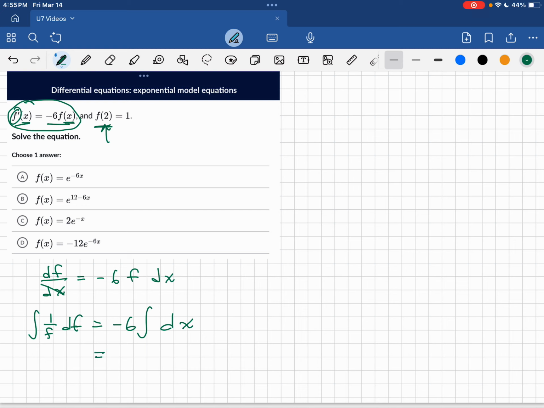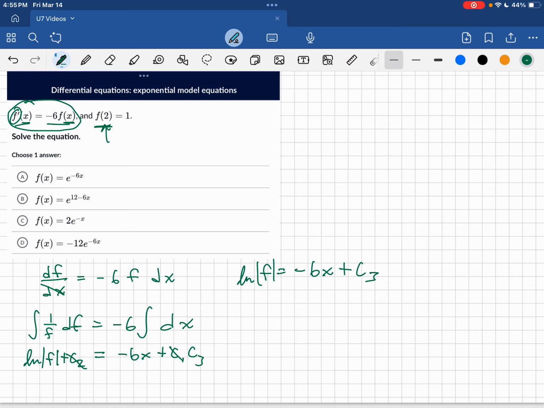On the right side, we get negative 6x plus a constant because we have an indefinite integral. Don't forget your plus c. On the left side, we have the natural log of the absolute value of f plus another c. Now I'm going to combine the c's to get c sub 3. And yes, I am being extra there, but it's good for you future math majors. Now I have the natural log of the absolute value of f equals, don't forget, negative 6x plus c sub 3.